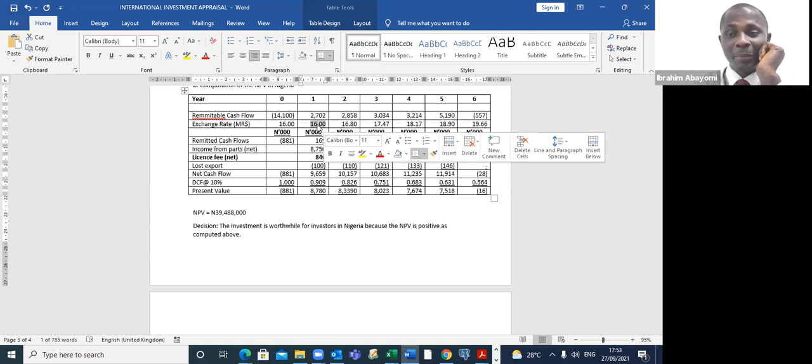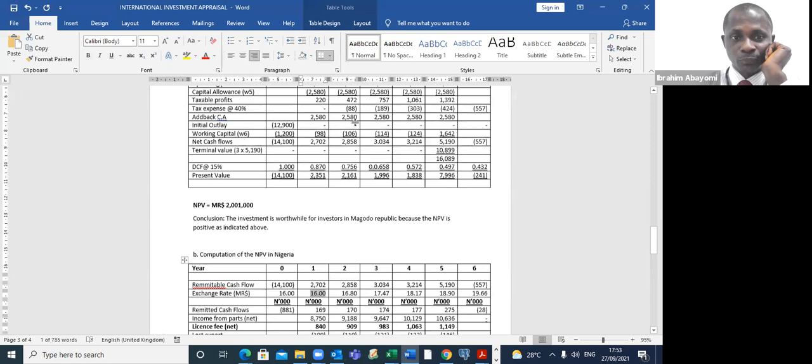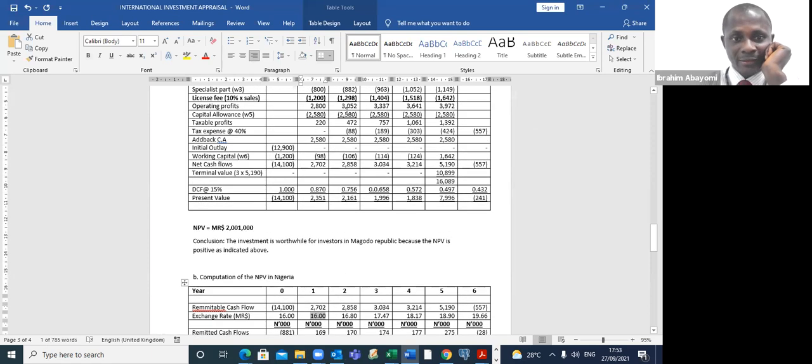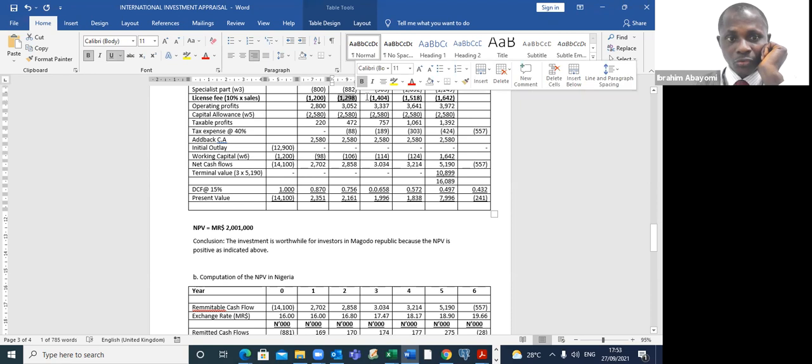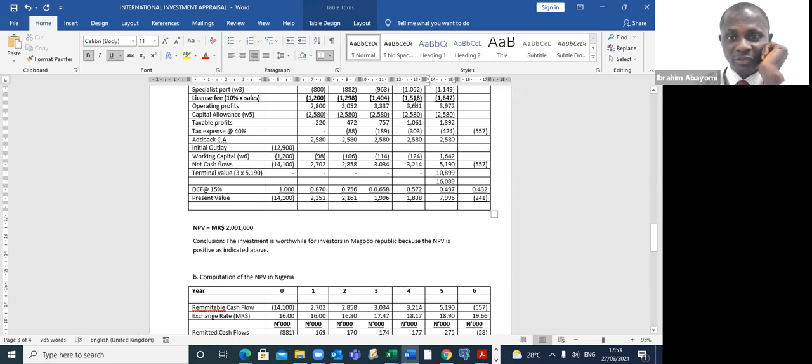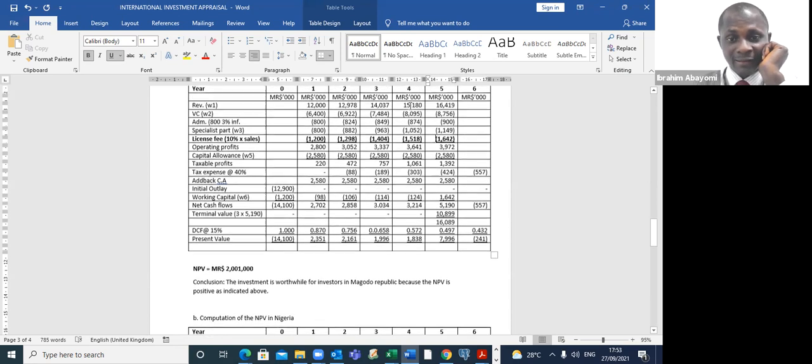That is 1 minus tax rate. I think the tax rate in Nigeria is 30%. So it will be 1,200 over 16 times 0.7. The same thing we are going to do to year two, which is 1,298. You do the same thing to this and to this. So that was the treatment that we were supposed to accord to it. I believe that is clear, right?